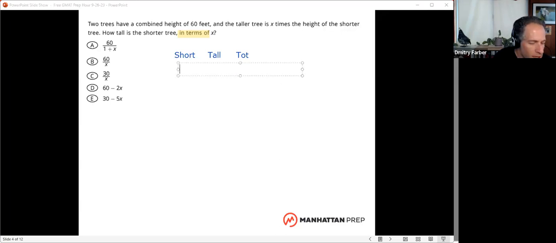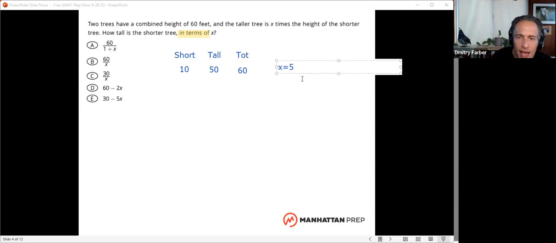Okay, they could be 10 and 50. All right. Now, what would that make x? That would make x 5. One is 5 times the other. Notice that's a lot easier than the reverse.